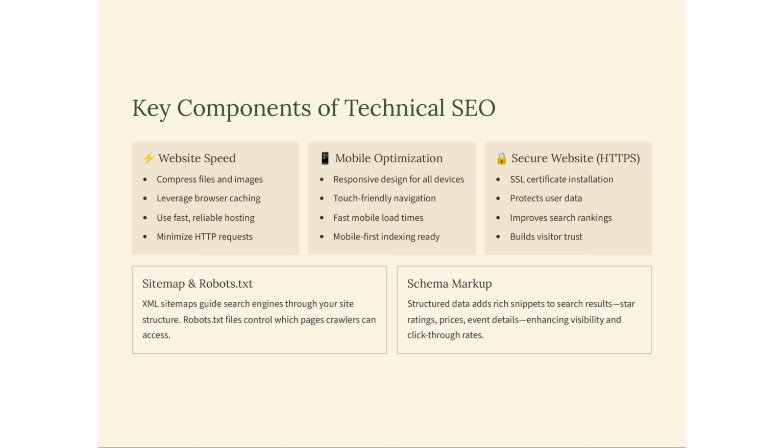Website speed is crucial. Compress files, leverage caching, and use fast hosting. Mobile optimization requires responsive design and fast load times. Secure your site with HTTPS for better rankings and trust. Use XML sitemaps and robots.txt for efficient crawling. Implement schema markup for enhanced search visibility and click-through rates.